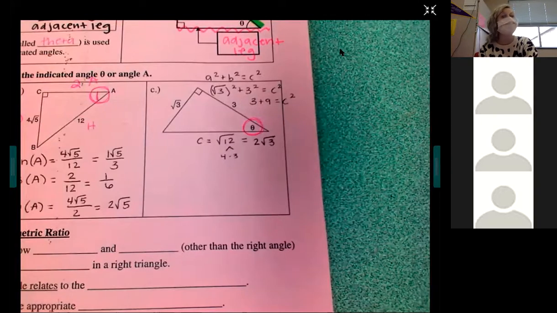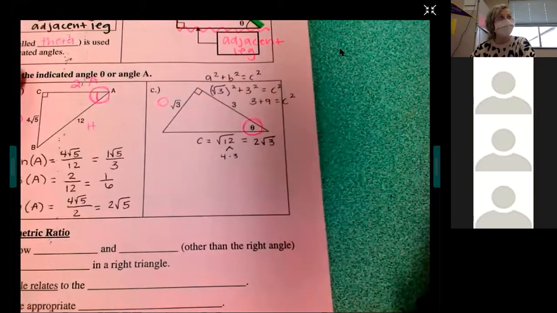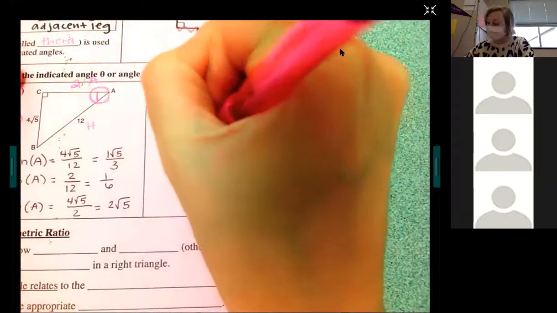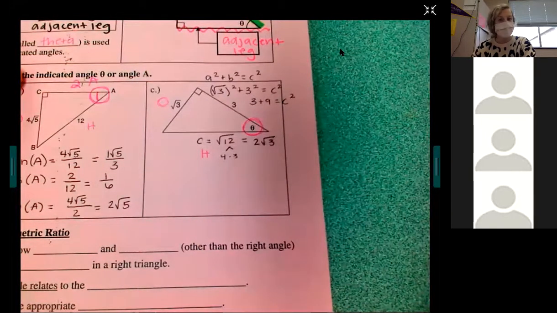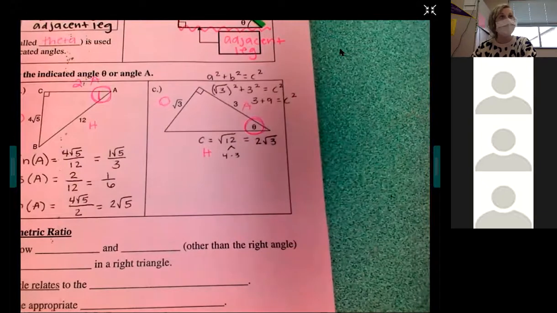Circle your angle. What's step 2? Label your sides. So did y'all put the opposite on the left since the angle's on the right? Did y'all put the hypotenuse across from the right angle? I hope. That's the longest side. And then that means the one that's touching it that's left is the adjacent.